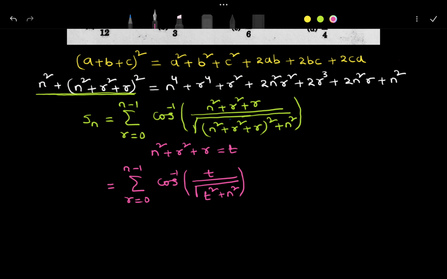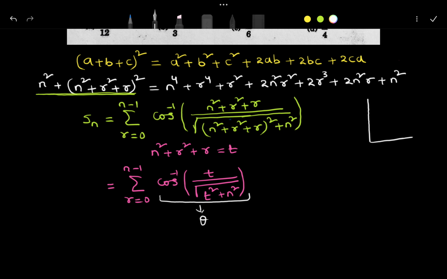In previous lectures I told you very clearly that to find the sum of n terms, n−1 terms or infinite terms, first you convert the cos inverse into tan inverse. How can we do the conversion? Take this value as theta. If this value is theta, then cos theta is equal to t by the square root of t² + n². Now take a right angle triangle.